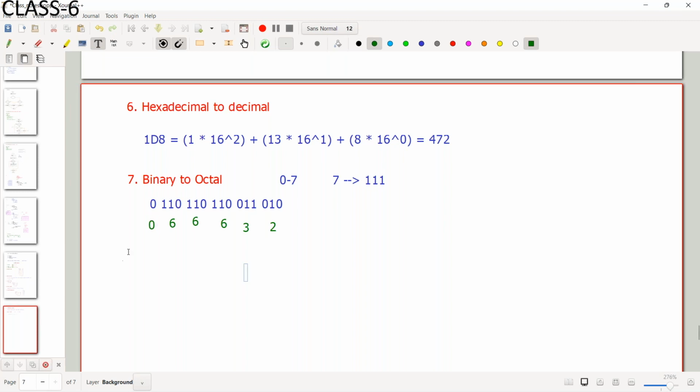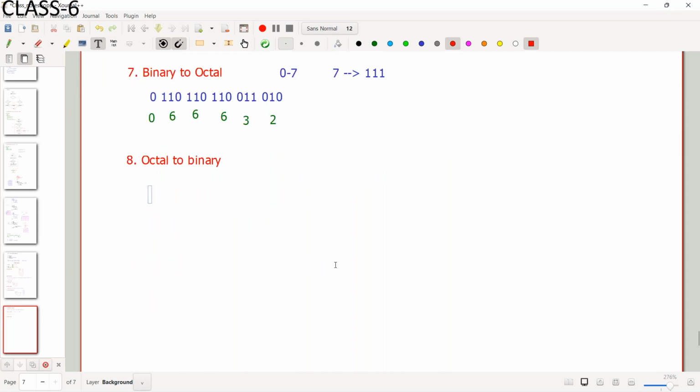Now, from octal to binary. So is this clear for you? Binary to octal, till here, is there any doubt? Is that clear for everyone? Okay. So I'll randomly take one octal number, let it be 7502156. So I'm taking an octal number.